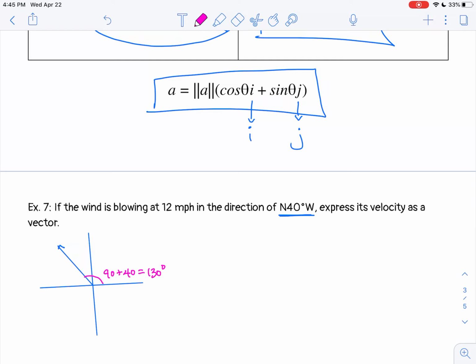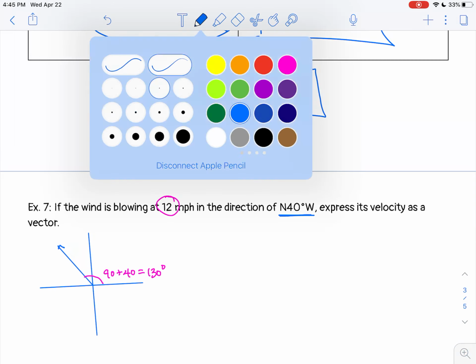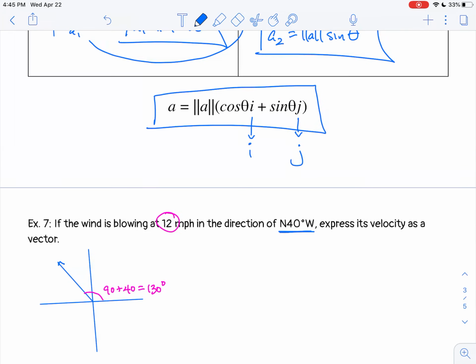And how long is that vector? Well, the magnitude of that vector is 12. So, how can I express this as a vector? Well, I can say that I have A equals, and we're going to use the magnitude of A cosine theta. That's going to be my horizontal component, and then magnitude of A sine theta, that's going to be my vertical component.